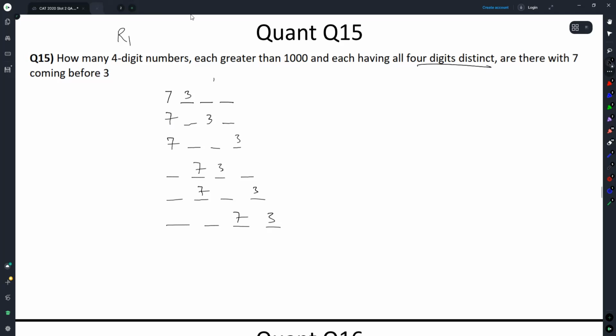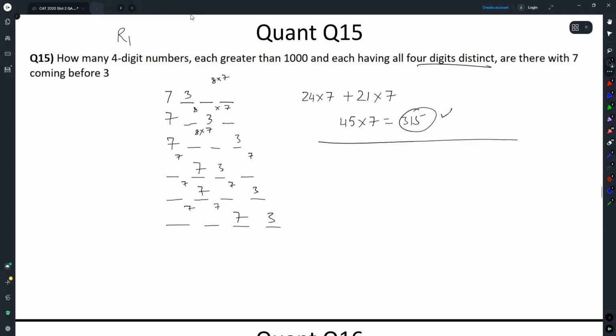So 2 digits. So this can be filled up in 8 into 7 ways, 8 into 7 ways, 8 into 7 ways, 7 into 7 ways, 7 into 7 ways, 7 into 7 ways. So basically we have 24 into 7 plus 21 into 7, or 45 into 7, or 315. Yes. 315 is correct.